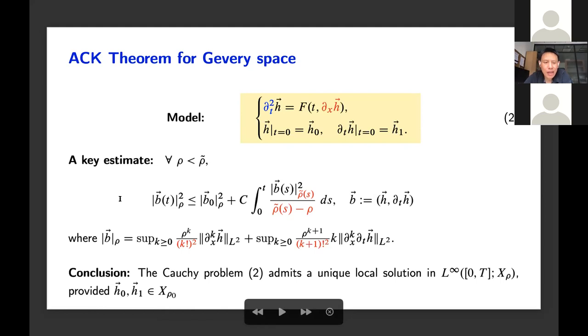So once you have this estimate, we can repeat the argument of the ACK theory for analytic space to conclude the system has a unique solution in Gevrey space with Gevrey index two. Okay, I just give a very short proof of the idea for this system.